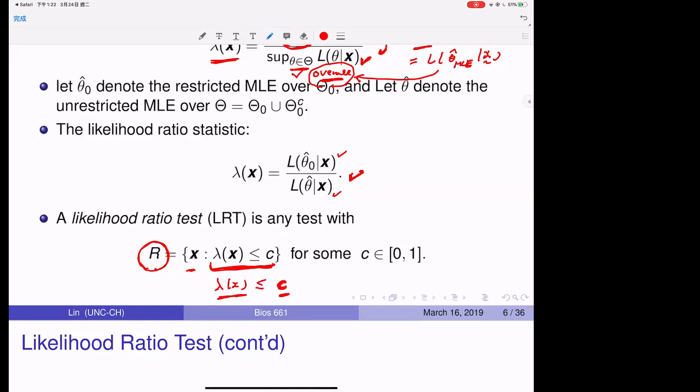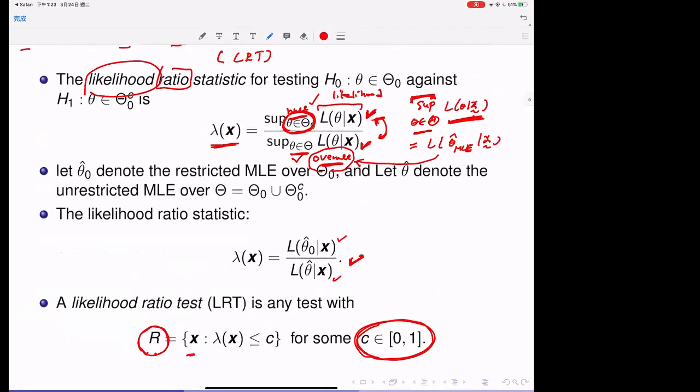Okay, there are several things to pay attention to. Number one is the c value. c is from 0 to 1. Why is c actually from 0 to 1? Look at your lambda x right here.